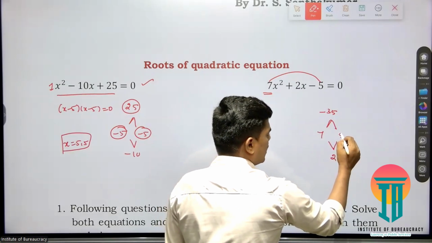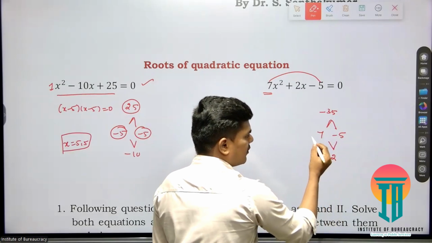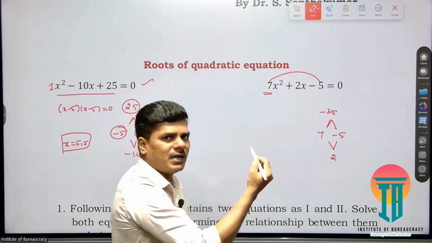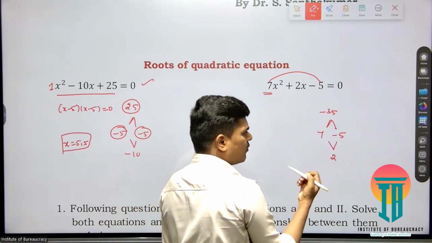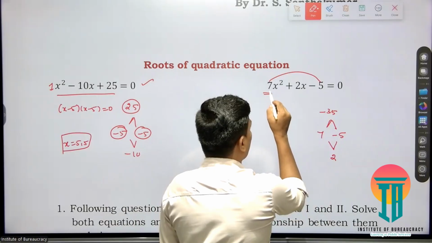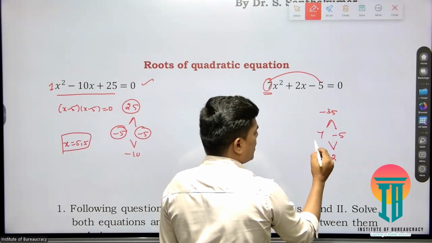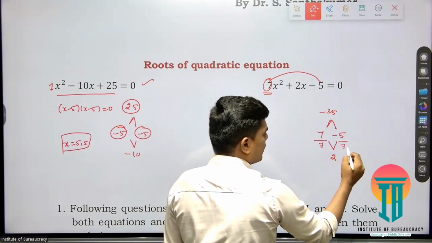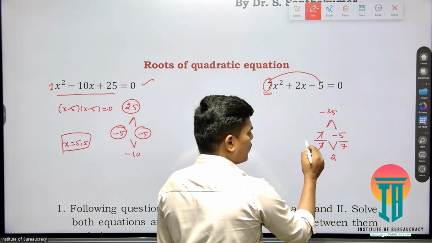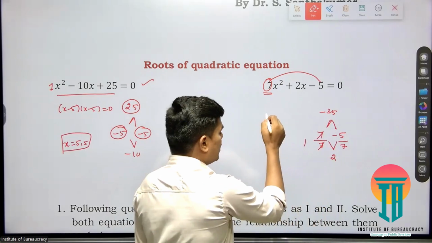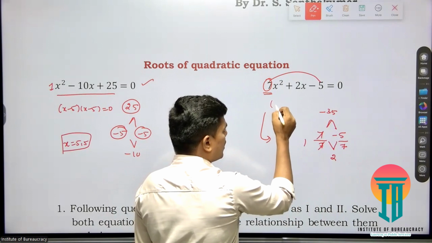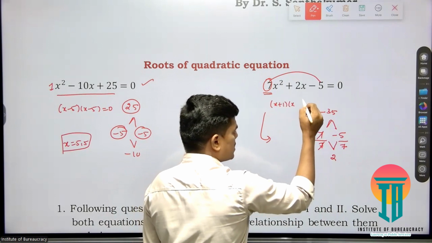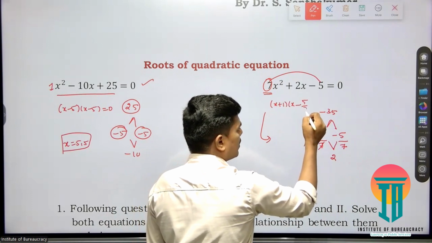So it's going to be 7 fives are 35. If you put a minus here, multiplying gives minus 35, and adding gives plus 2. And since you have 7 as the coefficient, you have to divide by 7. So it's going to be 1. Therefore, the factors of this equation are (x plus 1) into (x minus 5 by 7).